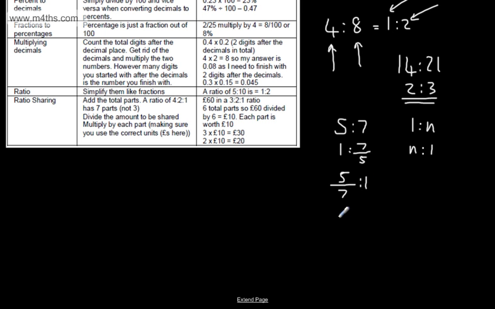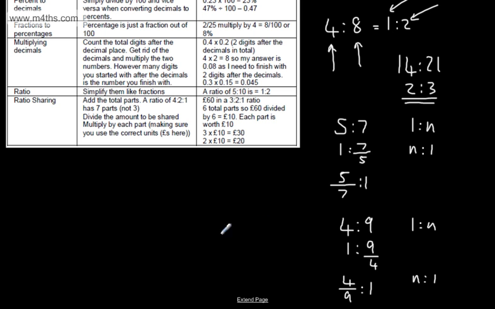Let's just do one more. Let's do a 4 to 9 ratio, and we'll do this as a 1 to n ratio. So we want this number to be 1, so we divide that by 4, which means I need to divide that by 4. If we wanted it the other way round, n to 1, we want the 9 to become a 1, so we'd have 4 divided by 9 to 1. So they're 1 to n and n to 1 ratios.